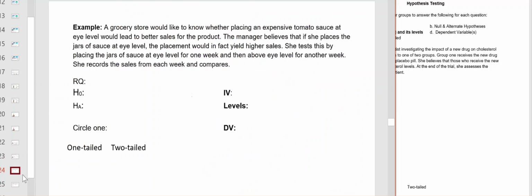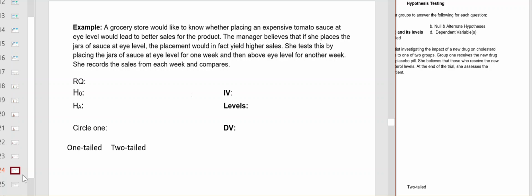All right, so let's move on to this example. So this is in the walkthrough as well. A grocery store would like to know whether placing the expensive tomato sauce at eye level would lead to better sales for the product. The manager believes that if she places the jars of sauce at eye level, the placement would in fact yield higher sales. She tests this by placing the jars of sauce at eye level for 1 week and then above eye level for another week. She records the sales for each week and compares.